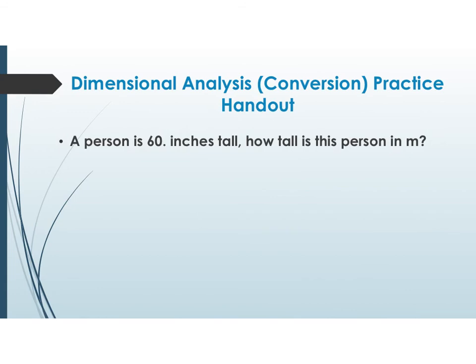So a person is 60 inches tall. How tall is this person in meters? We are going to go ahead and use our conversion for this, and that is that we have 2.54 centimeters equals 1 inch. We're going to need that for this one. All right, so a person is 60 inches tall.